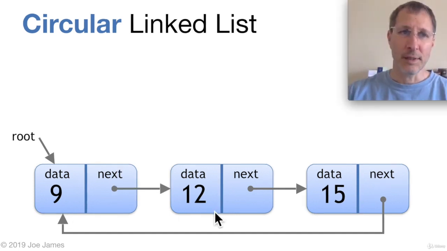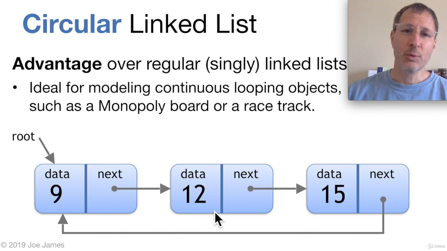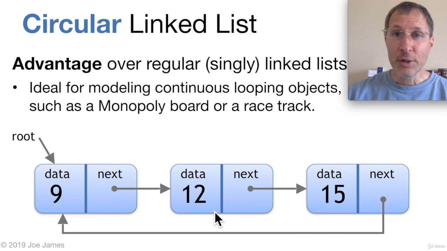So that's basically it. That's the only difference with a circular linked list. So what are the advantages of a circular linked list? Well, it's great for modeling continuously looping data or objects. So something like a Monopoly board or any game board or a racetrack, or something that continuously loops. And there are a lot of different looping objects in the real world. So if you want to model some continuously looping set of objects in a computer program, a circular linked list is one way to do that.